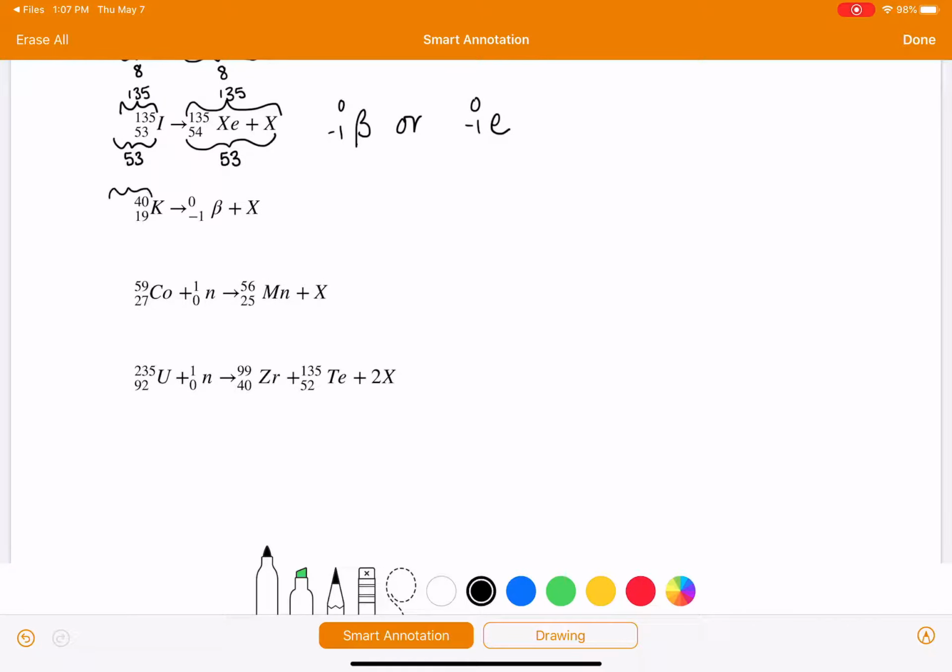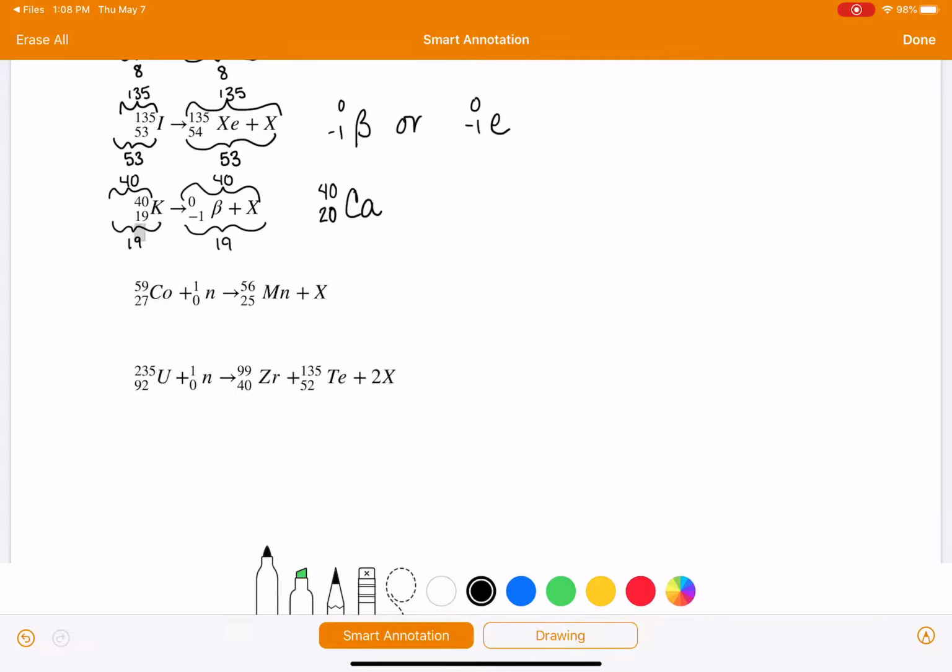Mass number of 40 on the left. We need a mass number of 40 on the right. 0 plus 40 is 40. A mass number of 19 on the left. That means we need to have a mass number of 19 on the right. Be careful. Don't mess up simple math. Negative 1 plus 20 is 19. That's an atom. Look at your periodic table and see which one is atomic number 20. Atomic number 20 is calcium.